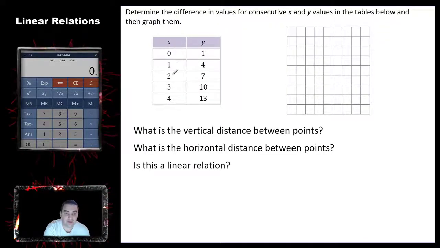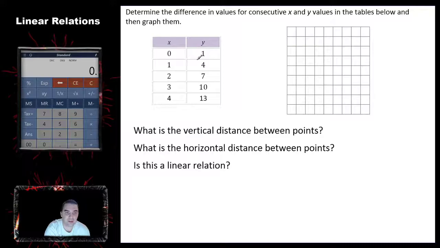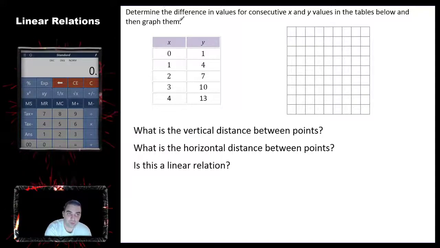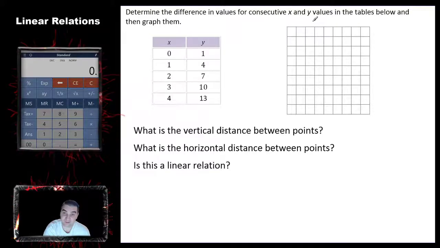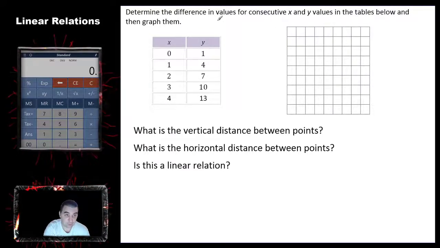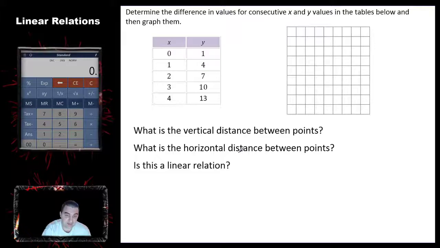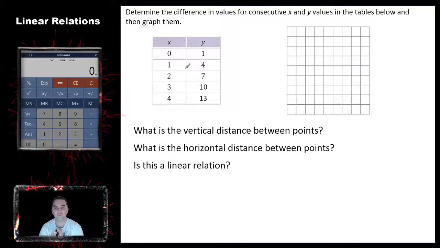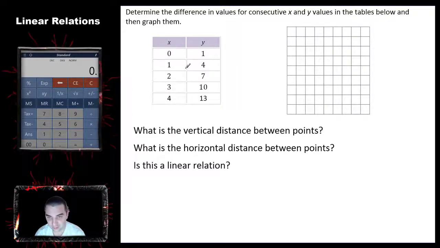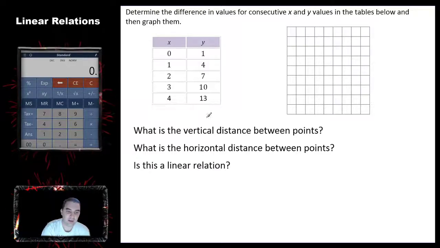Okay, now we get into graphing with a table of values. So we are going to determine the difference in values for the consecutive x and y values in the table below and then graph them. All right, that sounds really scary. It's not. I'm going to tell you all the individual pieces that will really help you first find out whether something is linear and then how to graph it.